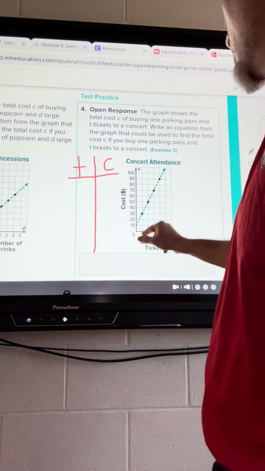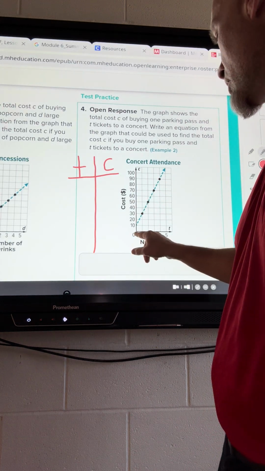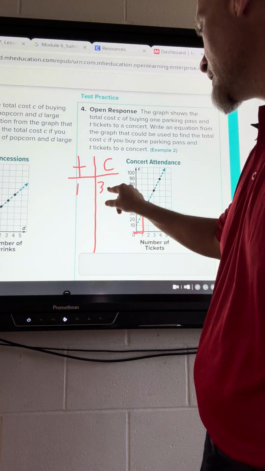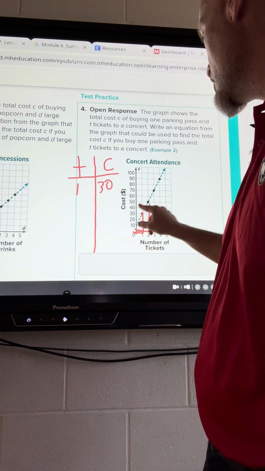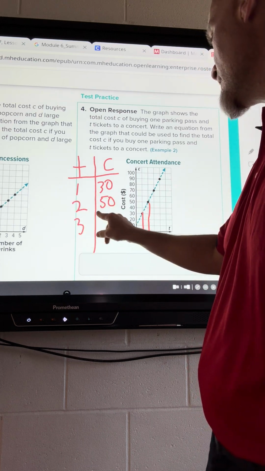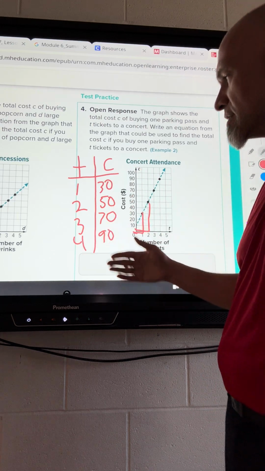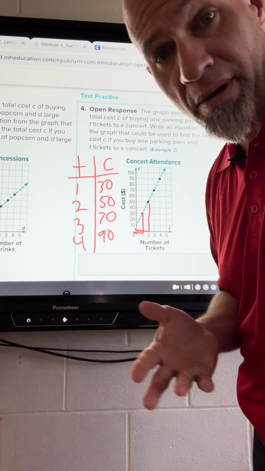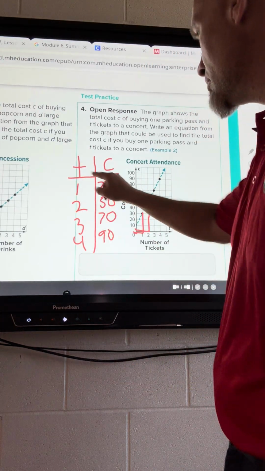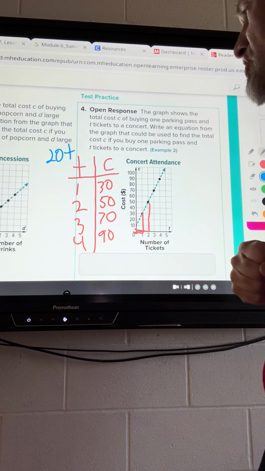So let's look at the grid and let's look at the coordinates that we've been given so far. So our T is 1 and we go up to our C of 30. So it's 1 and 30. Then our T is 2 and our C is 50. And then we have 3 and 70 and 4 and 90. So the difference between our costs after each ticket is bought, it goes up by 20. So that 20 is what we're going to use to multiply by the variable T. It costs $20 for each ticket.